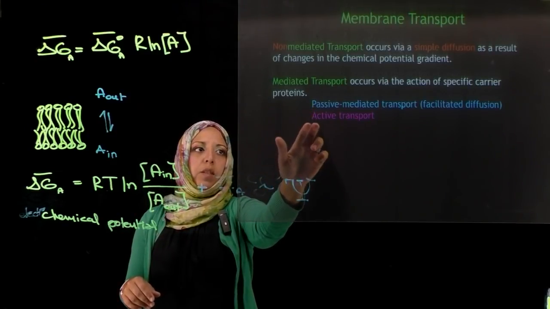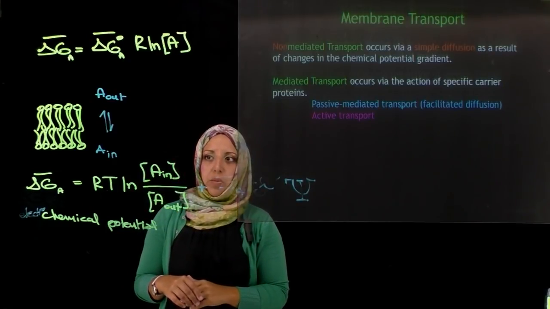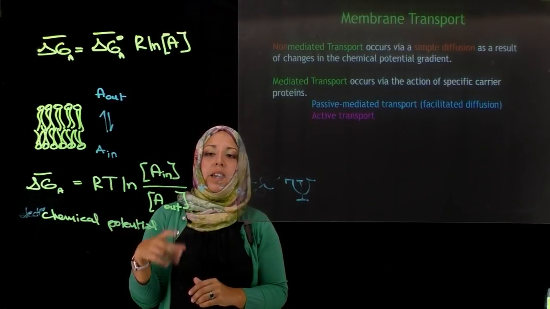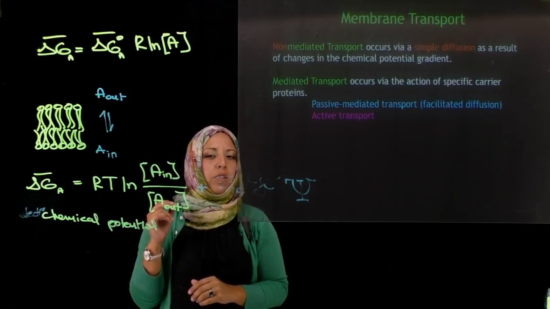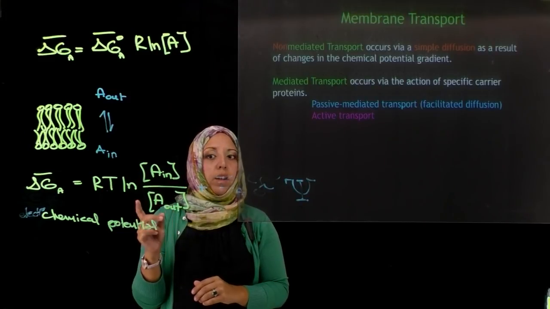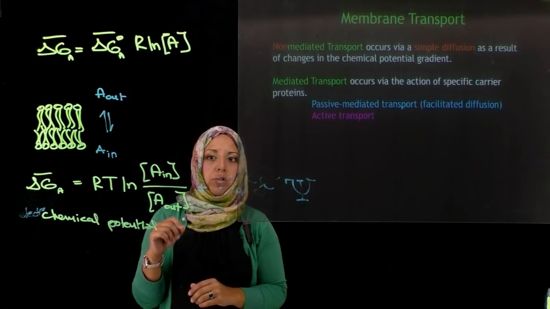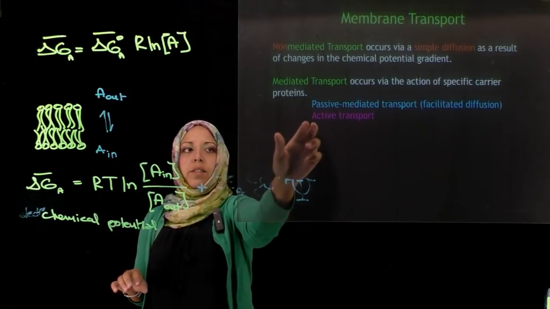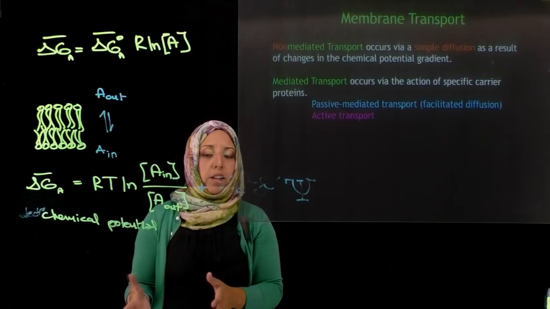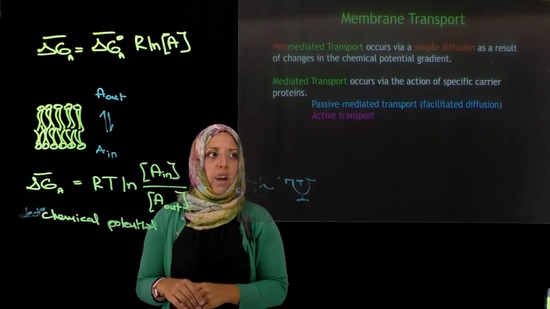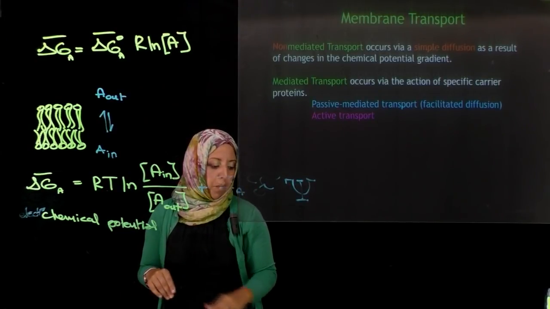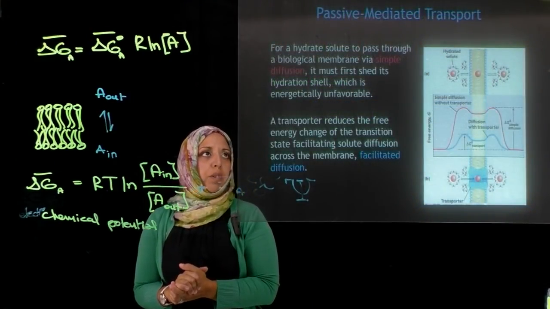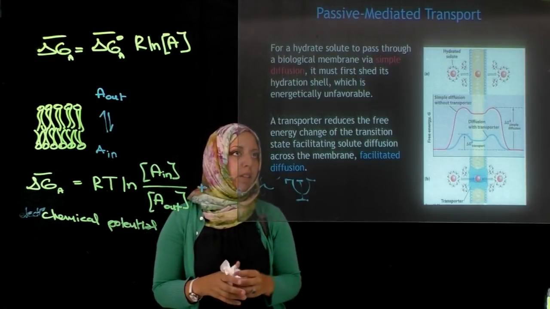A different type of transport is known as active transport. And in this process, those substances are moving against their concentration gradient. So they are moving from low concentration to high concentration. And that process is endergonic. It is not favorable. So active transport is coupled with an exergonic process, typically the hydrolysis of an ATP molecule.